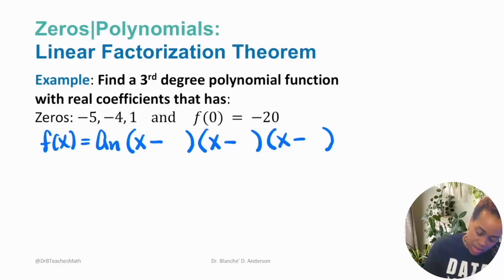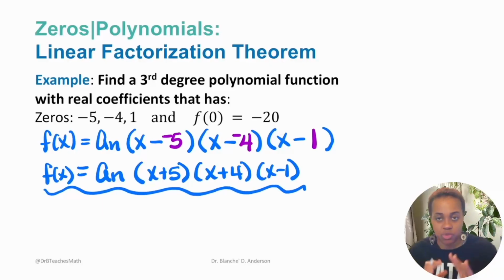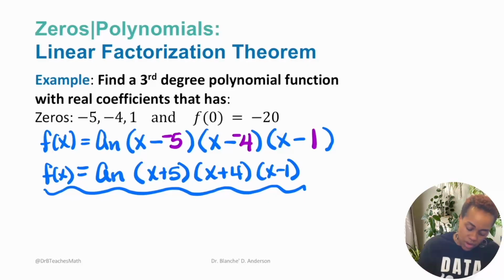And then we have a negative 5. I'm plugging in the zeros as they're given, and we have 1. You see that? So then if I clean this up a bit, that's going to be x plus 5 times x plus 4 times x minus 1. Okay, so this is giving us our structure. So now you're like, man, how do I figure out what a sub n is? Well, they tell us that f of 0 is equal to negative 20.